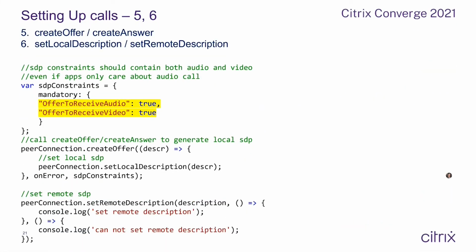We are now ready to generate SDP by using create offer or create answer. With this SDP, we can either set local or remote SDP depending on the situation. So very important here, notice that when setting up SDP description, the SDP constraints should contain both audio and video, even if application only cares about the audio.